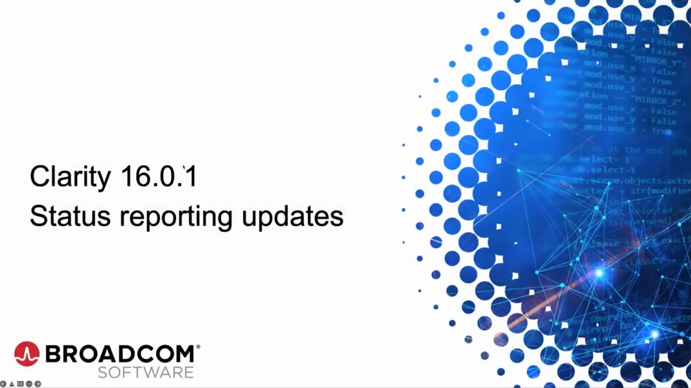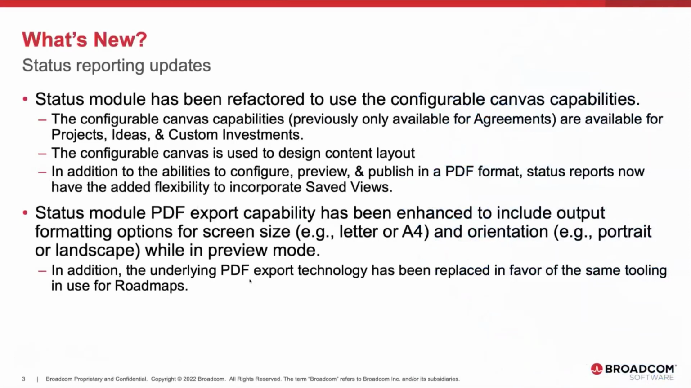In this section, we are going to cover the 16.0.1 status reporting updates. So what's new? The status module has been refactored to use what we'll call the configurable canvas capabilities. These capabilities were previously only available for agreements and now are available for projects, ideas, and custom investments. That canvas is used to really design the layout of your content. In addition to that ability to configure, preview, and publish in a PDF format, status reports now have the added flexibility to incorporate saved views.